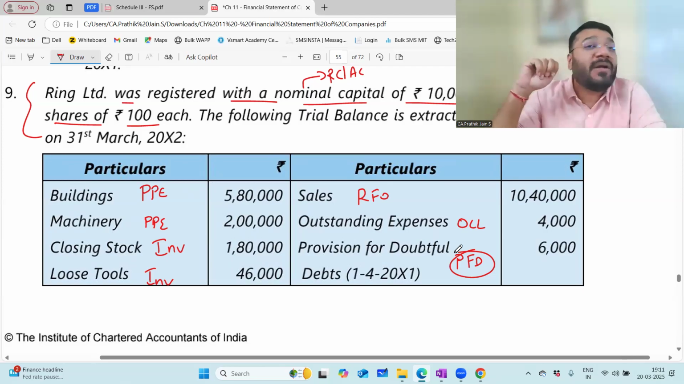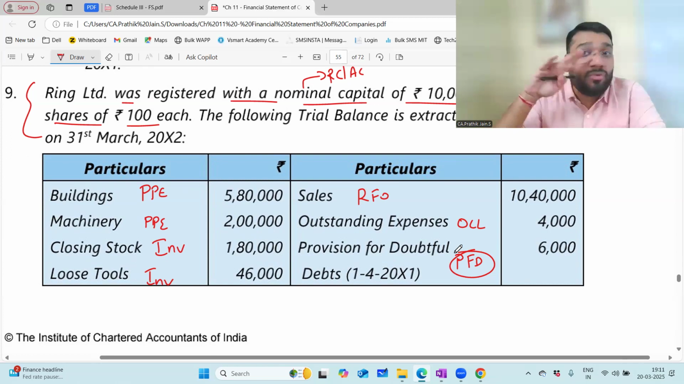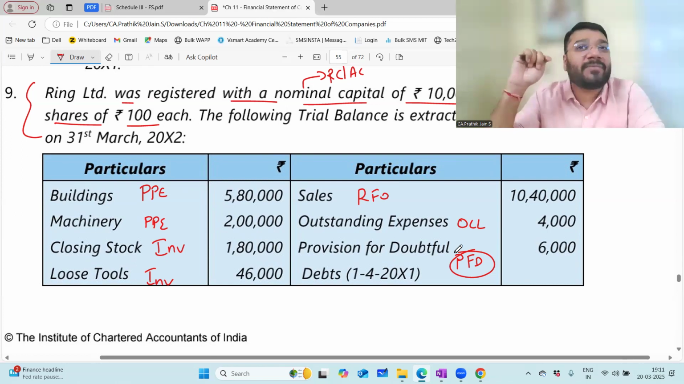Opening of the PFD ledger, we've learned twice. Once in 11 CBSE, second in CA Foundation. Not from a superficial level, in depth. Multiple questions we have done. Can I do all these questions here? I can do. But if I do, what will happen?